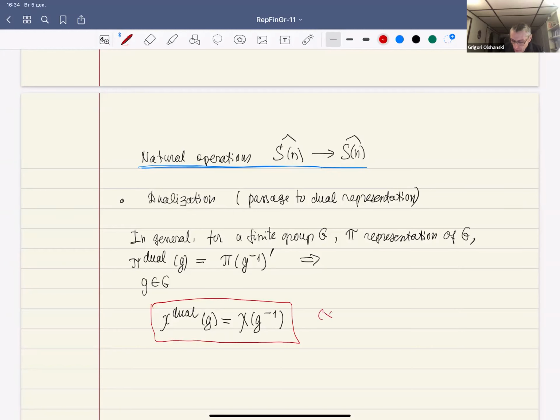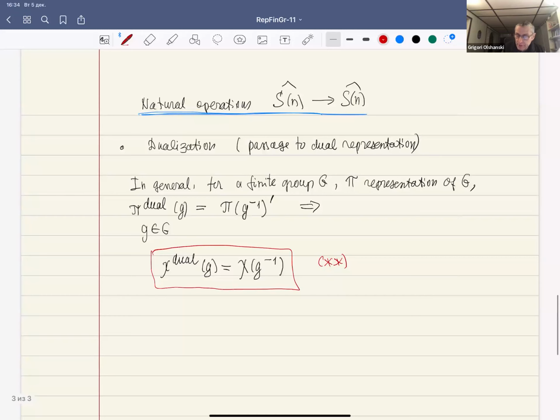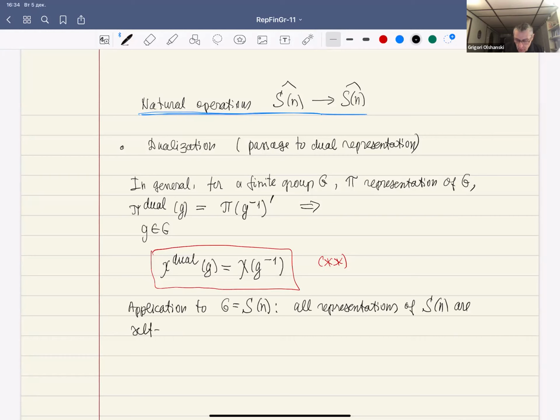Well, and now let's apply this to our situation. So, application to this group. All representations of the symmetry group are self-dual. So for the symmetry group, roughly speaking, there is no difference between representations and dual representations. They are essentially the same.